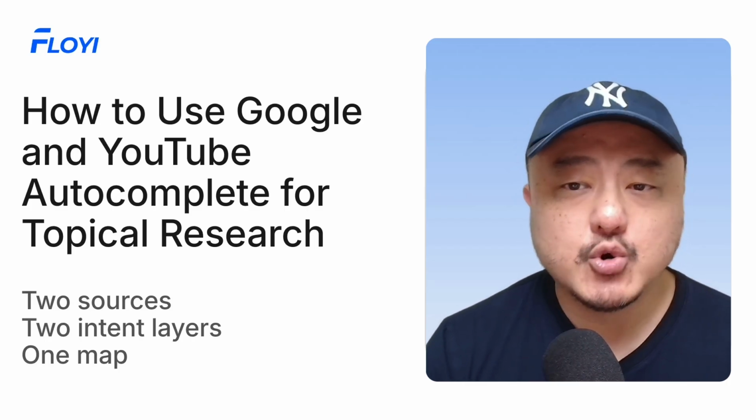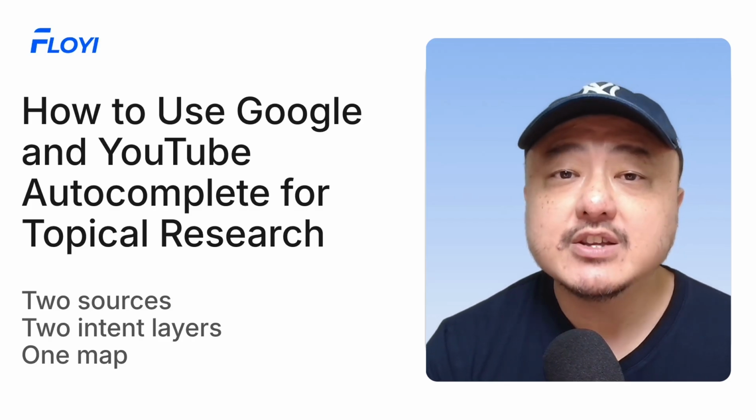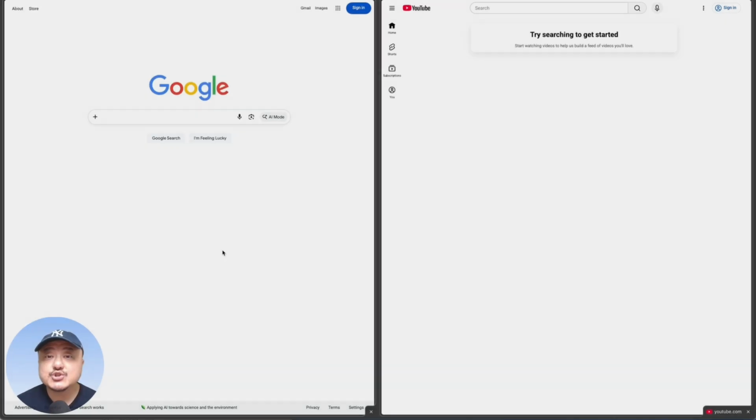Let me show you the manual way first, so you can do this with zero tools. Then I'll show you how to do it across your whole map at once at scale. Let's open an incognito window. This matters because your normal browser personalizes autocomplete based on your history. Autocomplete gives you closer to what a stranger sees, which is exactly what you want for research.